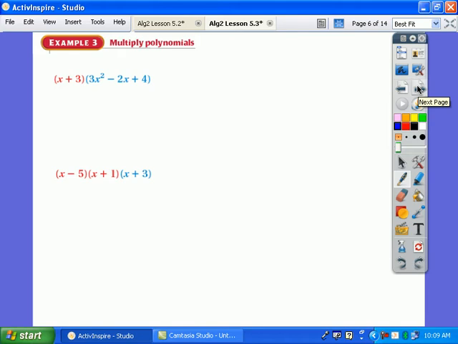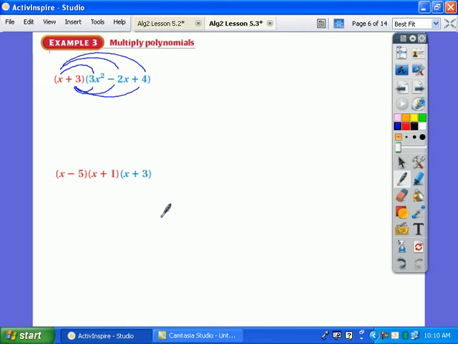Now, we should have seen a problem similar to the first one at some point, either in Algebra 1 or Algebra 2. But the idea here is that I'm going to take the x, and I'm going to multiply it by everything that follows in the second polynomial. And then I'm going to take the 3, and I'm going to multiply it by everything that follows in the second polynomial. And therein lies our understanding of polynomial multiplication. In this case, there will be 6 multiplications. And then, of course, we'll have to do combining like terms at the end.